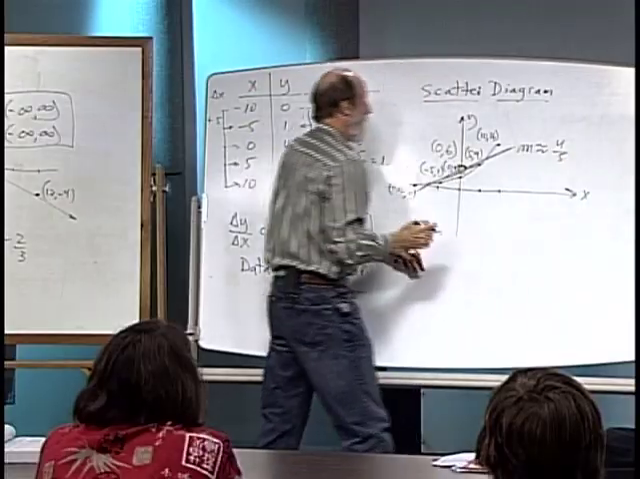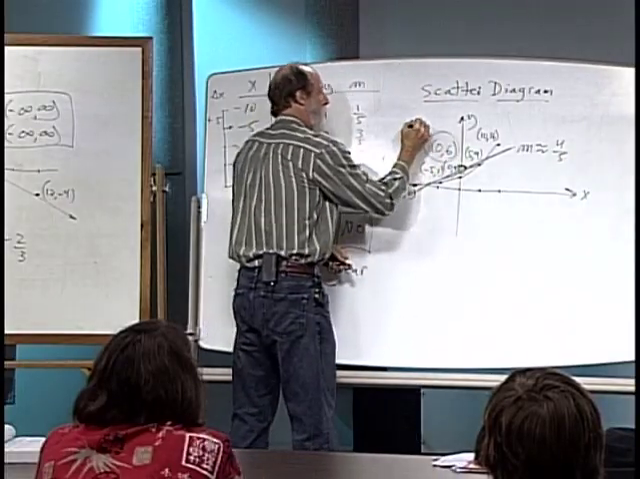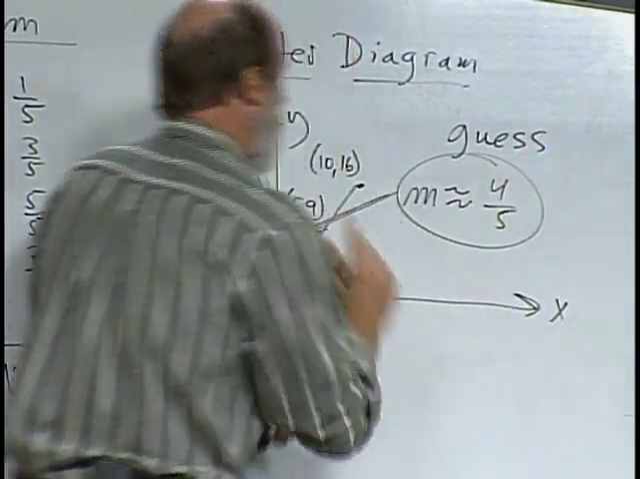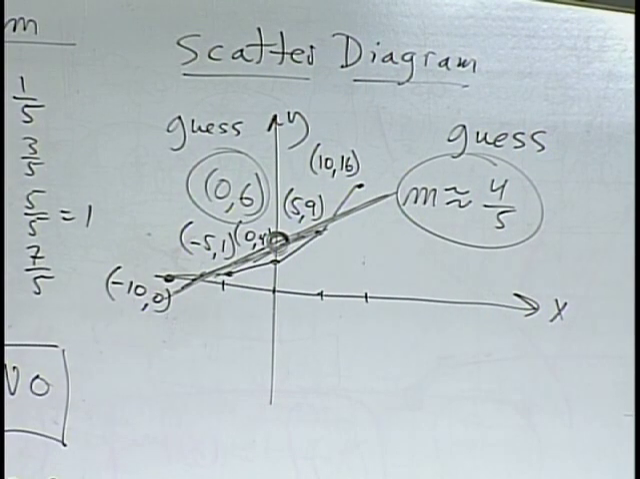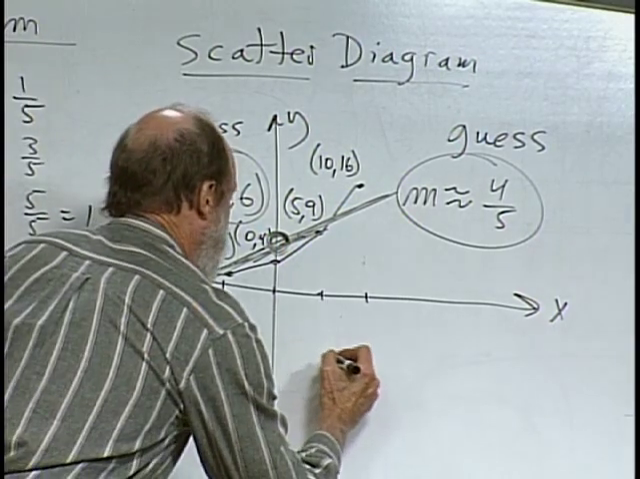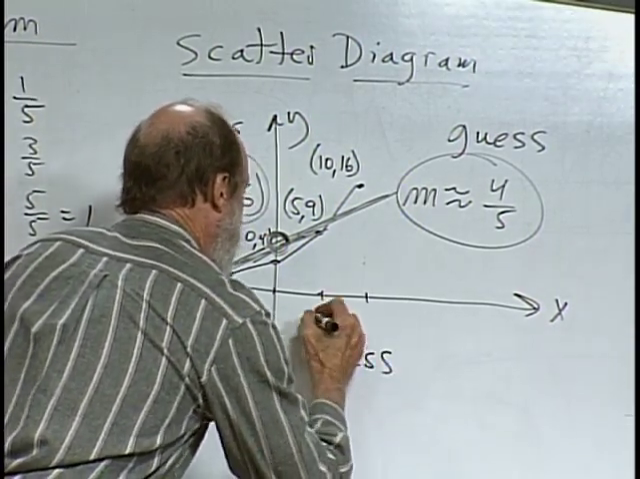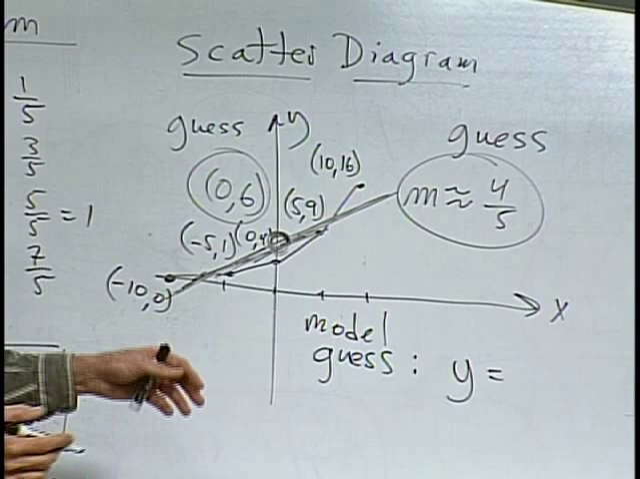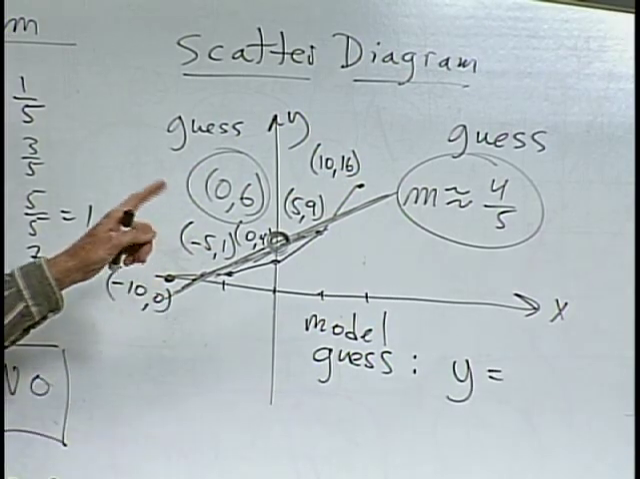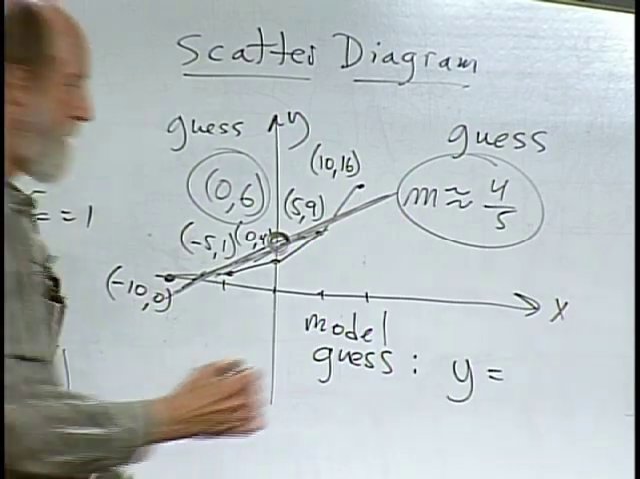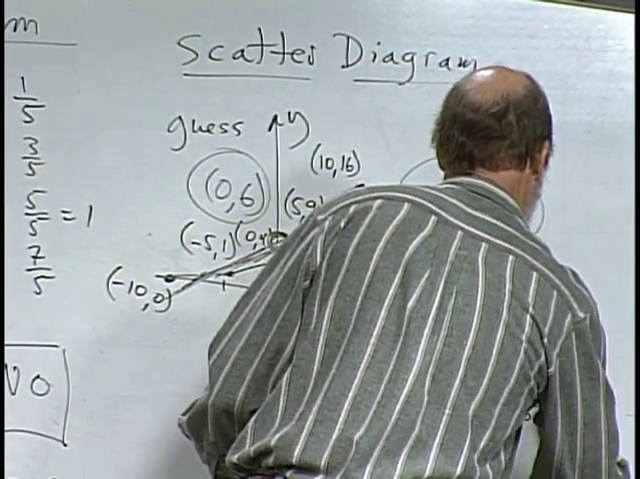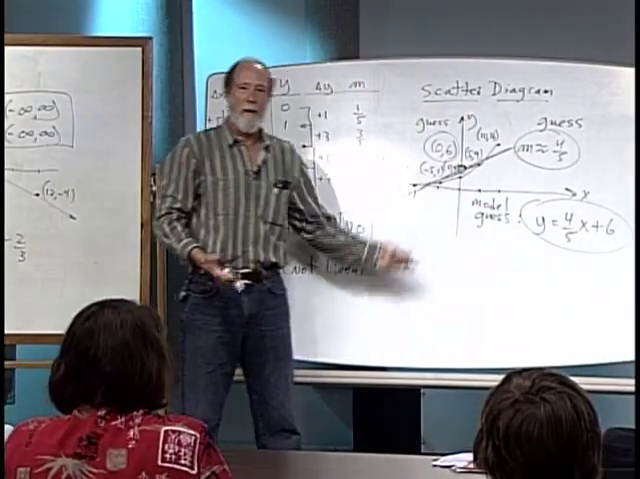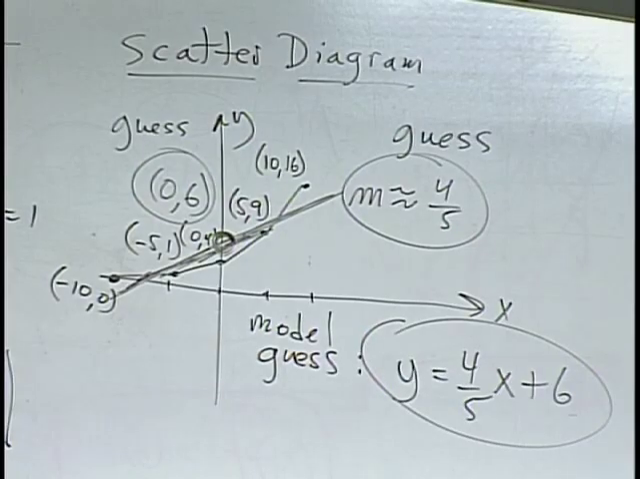4 fifths. So if I guess a y-intercept, this is a guess, and I guess a slope here of this, then my data model, this is my model guess, would be y equals, what? 4 fifths x plus 6. Our model guess, just by rough sketching here, would be that for this data.